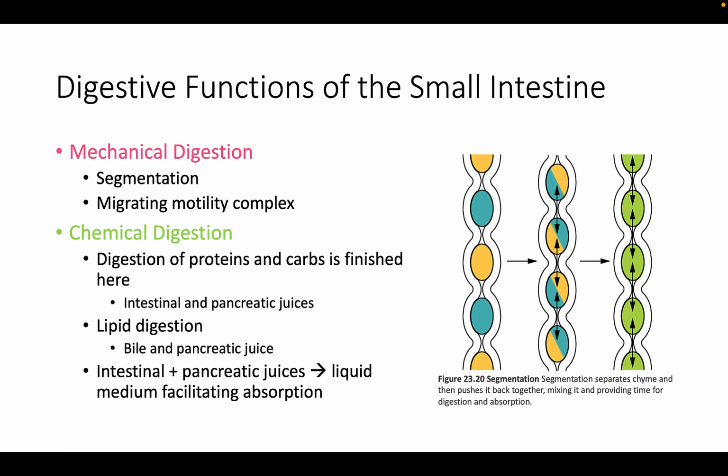The digestion of proteins and carbohydrates, which partially occurs in the stomach, is completed in the small intestine with the aid of intestinal and pancreatic juices. Lipids arrive in the intestine largely undigested, so much of the focus here is on lipid digestion, which is facilitated by bile and also pancreatic lipase. Moreover, intestinal juice combines with pancreatic juice to provide a liquid medium that facilitates absorption, and the intestine is also where most water is absorbed via osmosis.